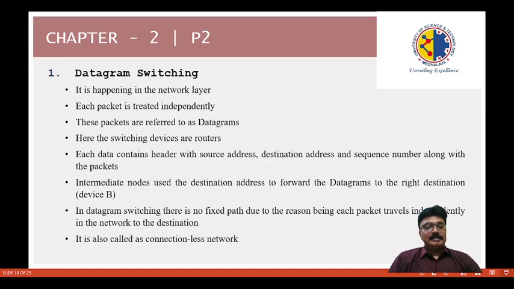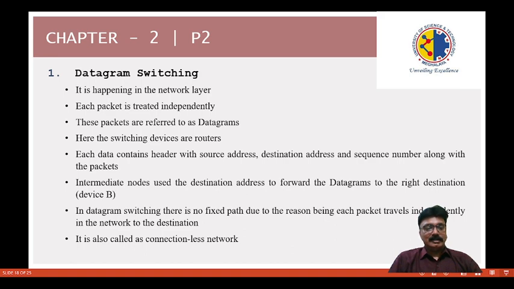It is happening at the network layer level. Each packet is treated independently. As it indicates, each packet, for example 1, 3, 2, 1, is taken separately, and these packets are referred to as datagrams. Here the switching devices are routers. Routers are used as the switching device.